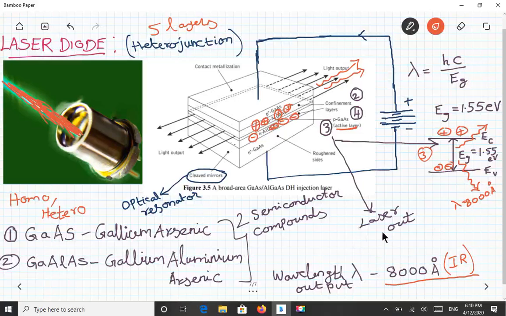I think you learned this topic, and this is the lambda equation, which is derived from E equal to h nu, that is, E equal to hc by lambda. So lambda equal to hc by E, where Eg, the band gap, is used for E.